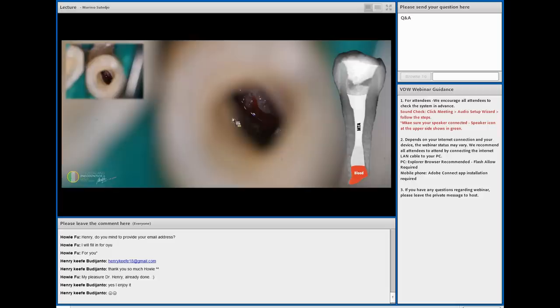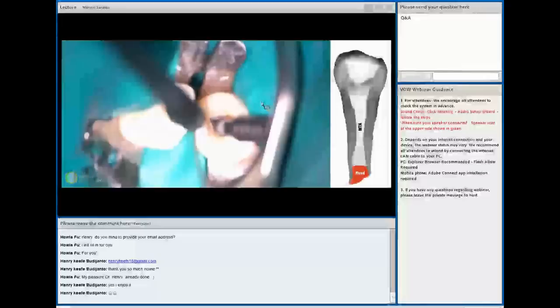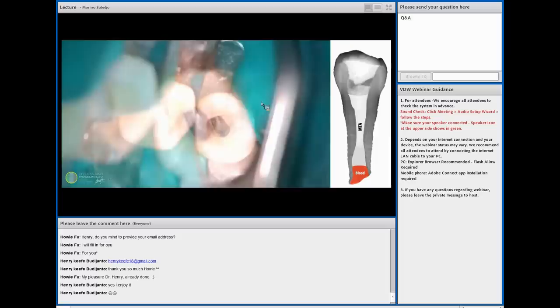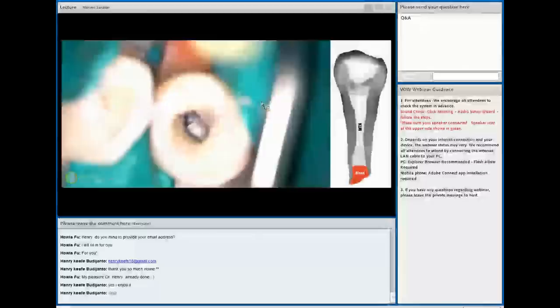You can see this is the very apical region. Try to induce a little bit of bleeding point. And if you try to induce that, I'm going to put my MTA at the level of the apical area. Use the combinations with your micro brush to condense the MTA at the apical area and put the MTA once again, also step by step, increments by increments, until the desired level that we want to achieve.